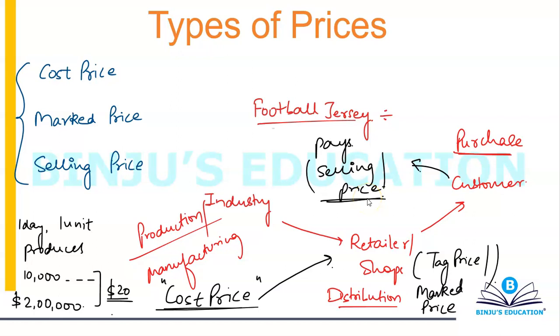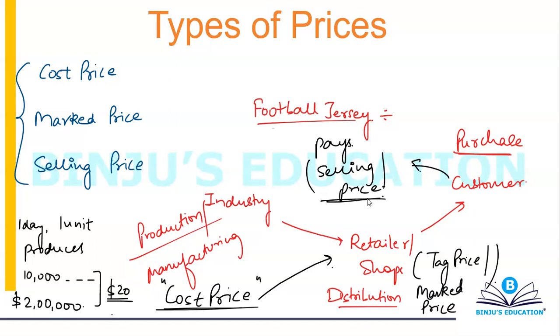So what is cost price? It is the amount of money that is incurred in manufacturing or in producing something. What is the mark price? That is known as the tag price or the MRP. That is the increment in the price. And then the amount of money that a customer pays in order to buy or purchase that product is known as the selling price. So these are the three things which you need to remember: cost price, mark price, and selling price.